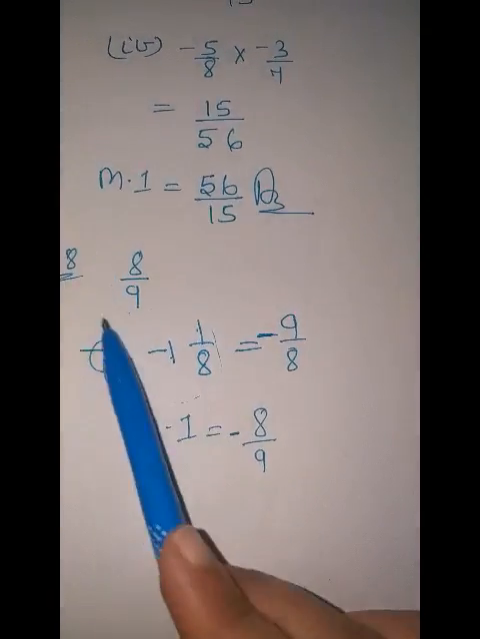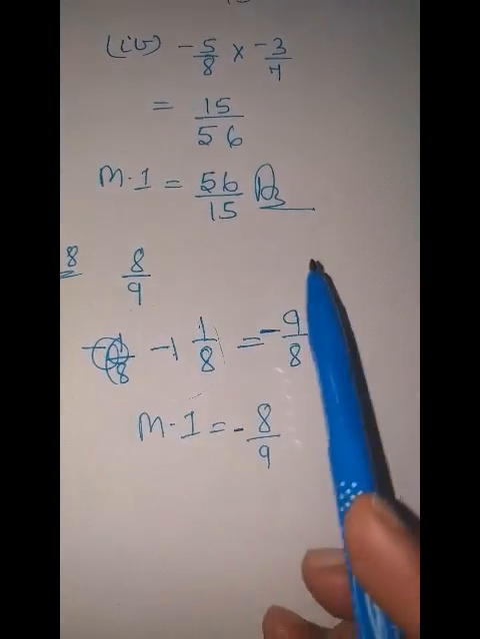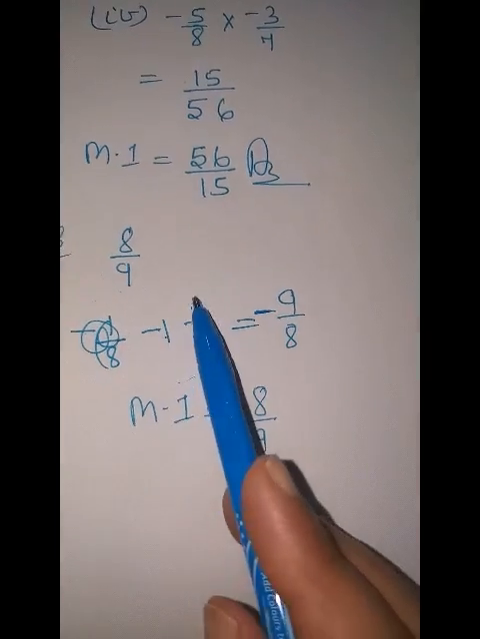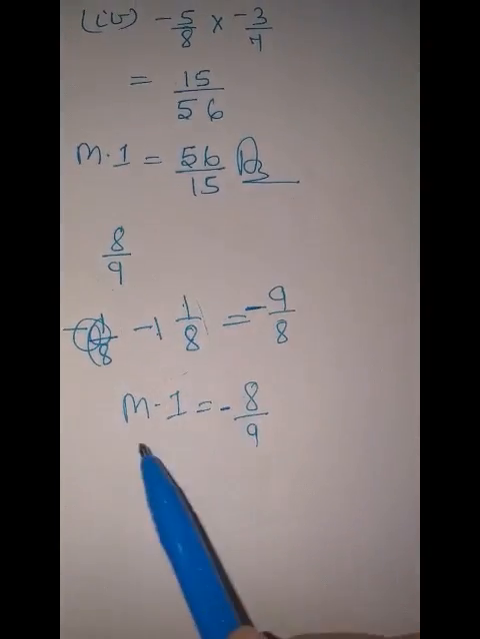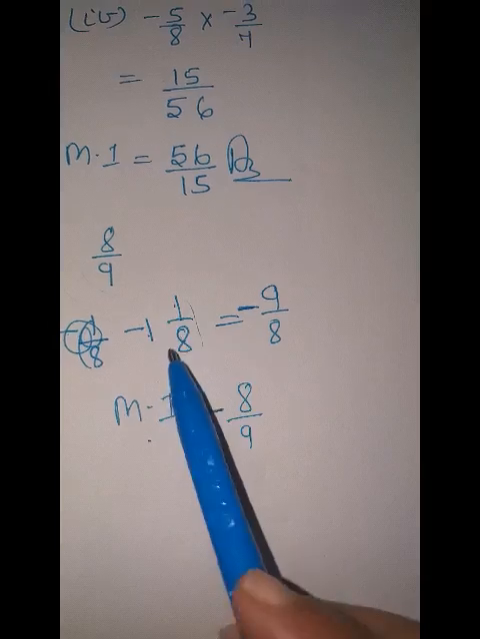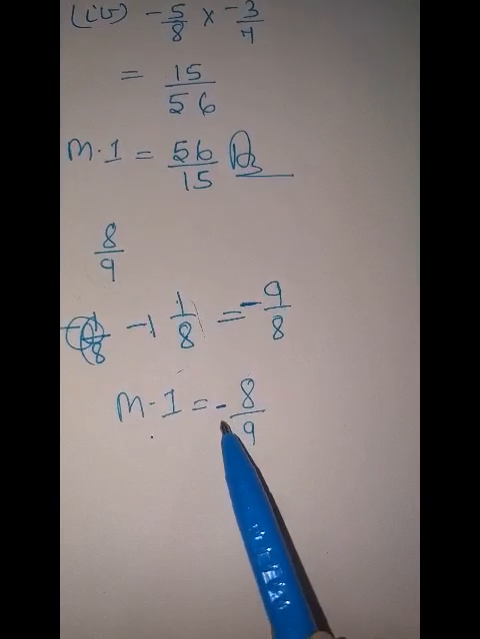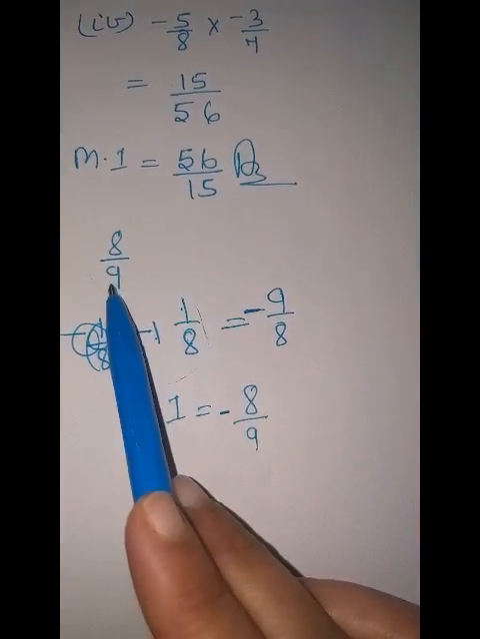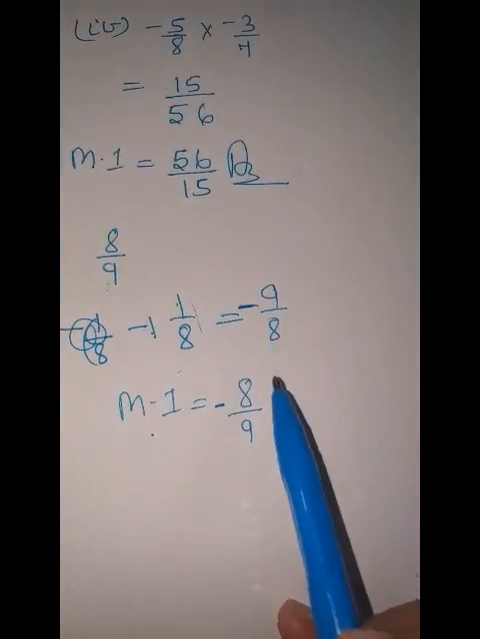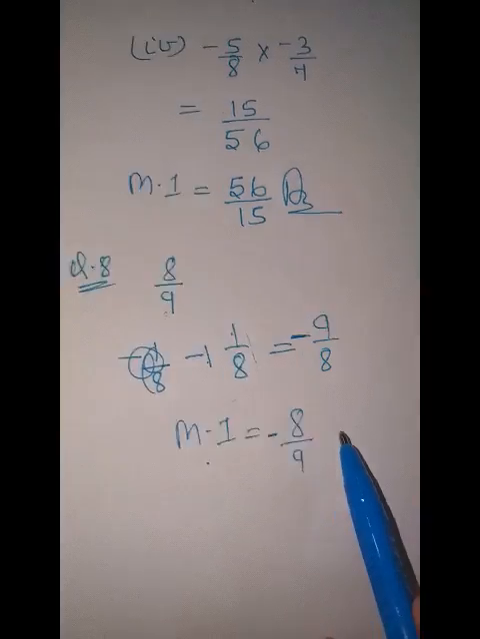So this 8/9 is not the multiplicative inverse of -1/8, because the multiplicative inverse of this is -8/9. Here answer is in negative and it is in positive. So it is not the multiplicative inverse. Now our next question is, you can see here, is 0.3 the multiplicative inverse of 3 1/3? Why or why not? This we will solve on the paper here.